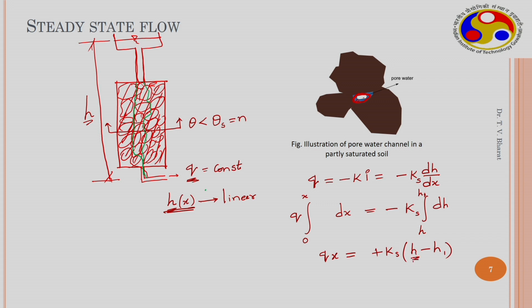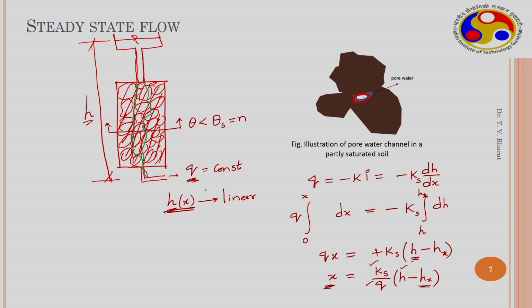So H is constant, or it can be written as Hx. So therefore x is equal to simply Ks by Q times H minus Hx. So the variation of x with H, or variation of H with x, is linear. This can be simply verified by substituting the values of Ks and the flux and a constant head which may be maintained at a given time, given boundary.